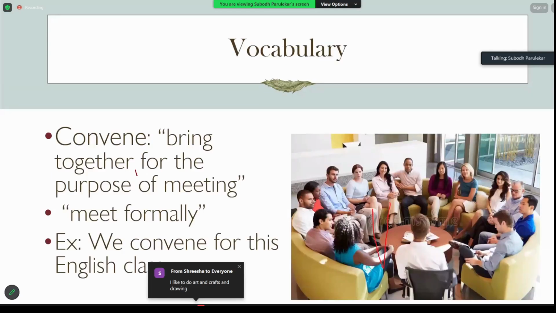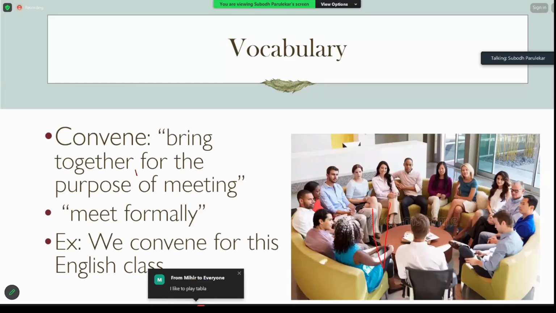Okay, our first vocabulary word is convene. Convene means to bring together for the purpose of meeting. Right now, we are also coming together to learn English. So that is an example of using convene. We convene for this English class.